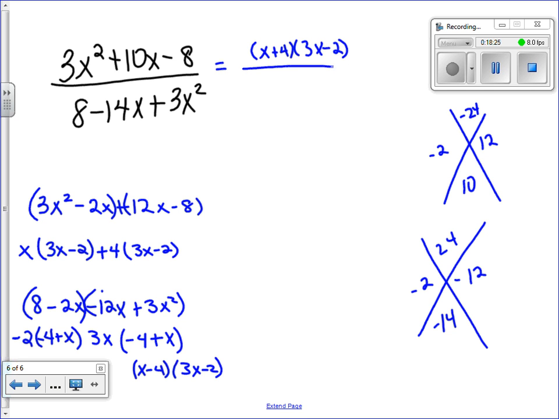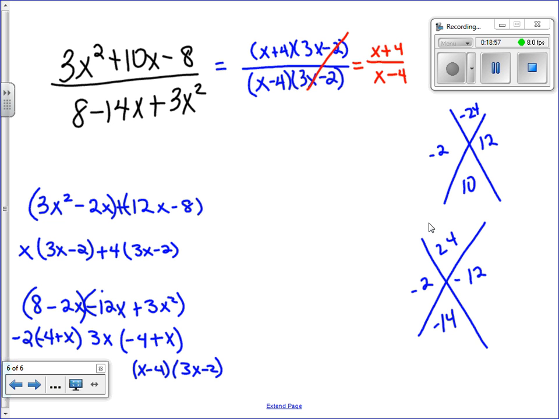Okay, so these two are going to cancel, and I'm going to have x plus 4 over x minus 4. Those aren't the same. I can't make them look the same. Like this one, I can make it look the same because I just changed the sign of 1 on this side. I can't change those signs and make them look the same. That's the answer.